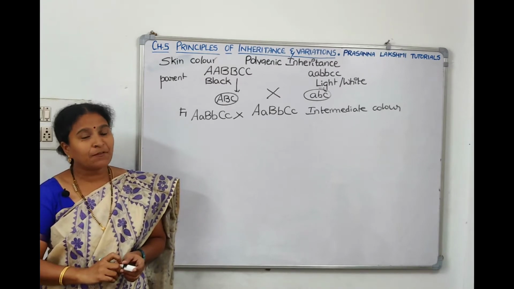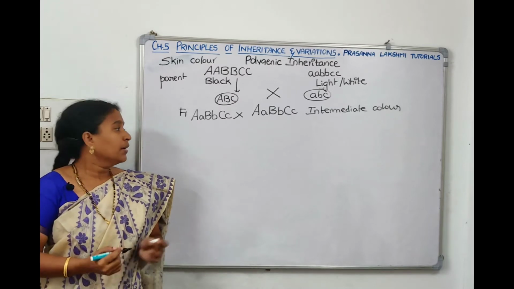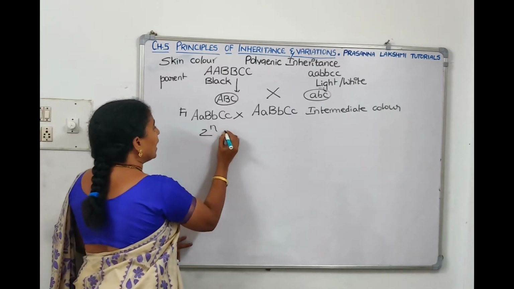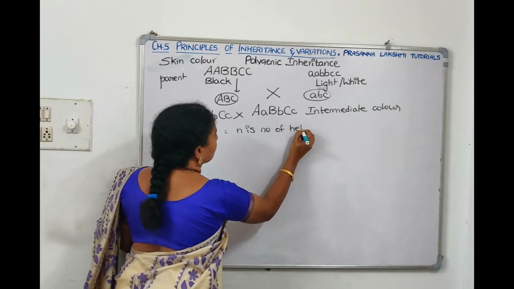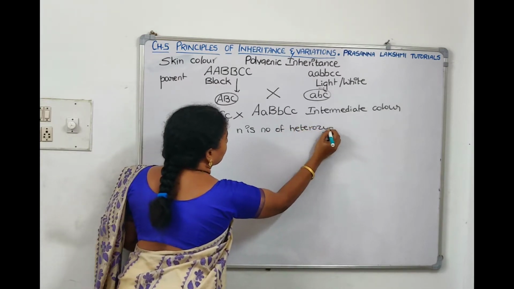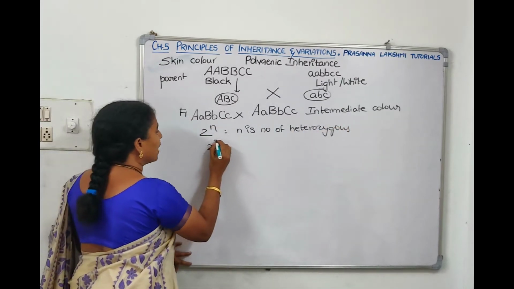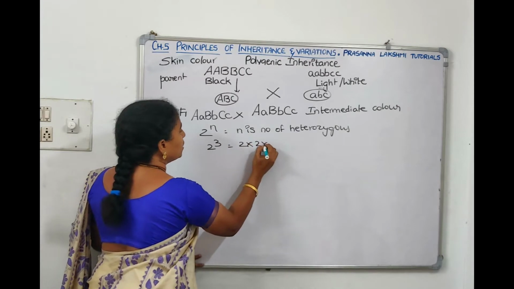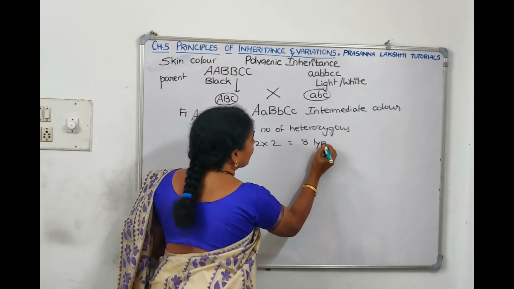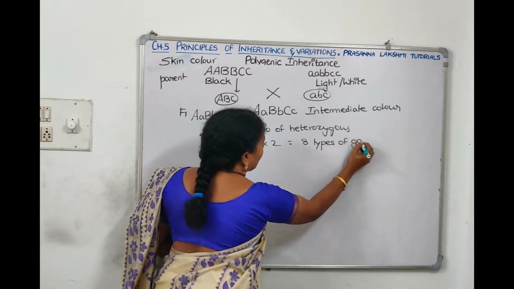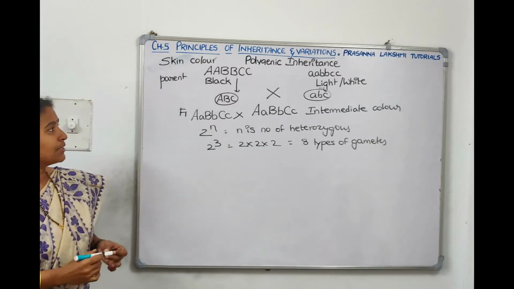So, how many types of gametes we get when all 3 are heterozygous? I'll tell you a formula. It is 2 power n, and n is number of heterozygotes. So here this all 3 heterozygotes mean 2 power 3 means 2 into 2 into 2. 2 2s are 4, 4 2s are 8. Means 8 types of gametes we get here. Let us see what are the 8 types of gametes. Did you understand till here?